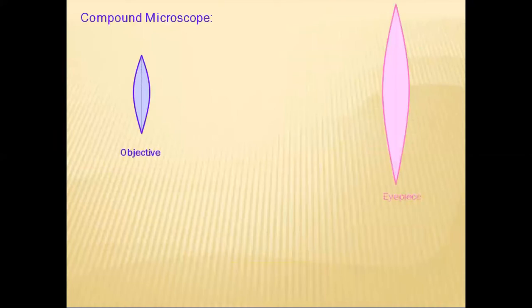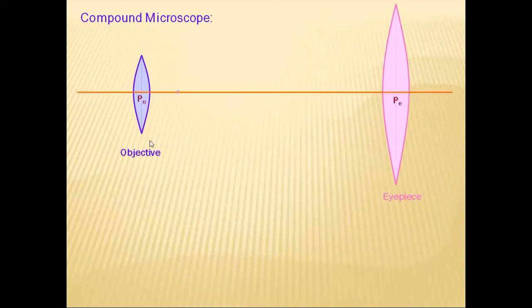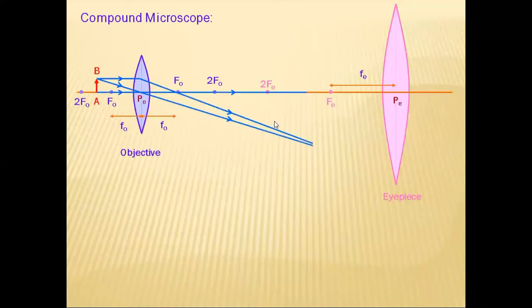Now I am going to discuss compound microscopes. Earlier I said that there are two lenses we use, and both of the lenses are convex lenses. This is the ray diagram, and we show the principal focus on both sides. If the object is outside of the main focus, then a real image is formed here. The real image formed must lie at the main focus of the second lens, that is the eyepiece lens.